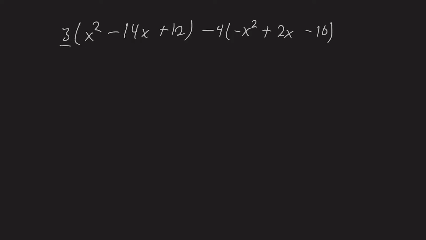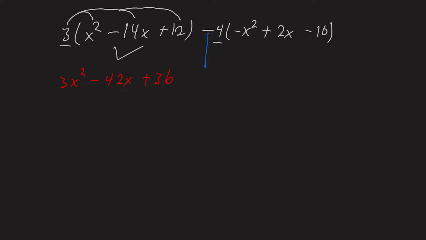Okay, let's continue with something a little more complex. Here I'm going to give us 3 times x squared minus 14x plus 12, minus 4 times negative x squared plus 2x minus 10. Now we have some constants out in front that we need to be aware of. Whenever we see constants out in front, we're going to distribute those into the parentheses. So let's first evaluate our left side. This becomes 3x squared minus 42x plus 36.